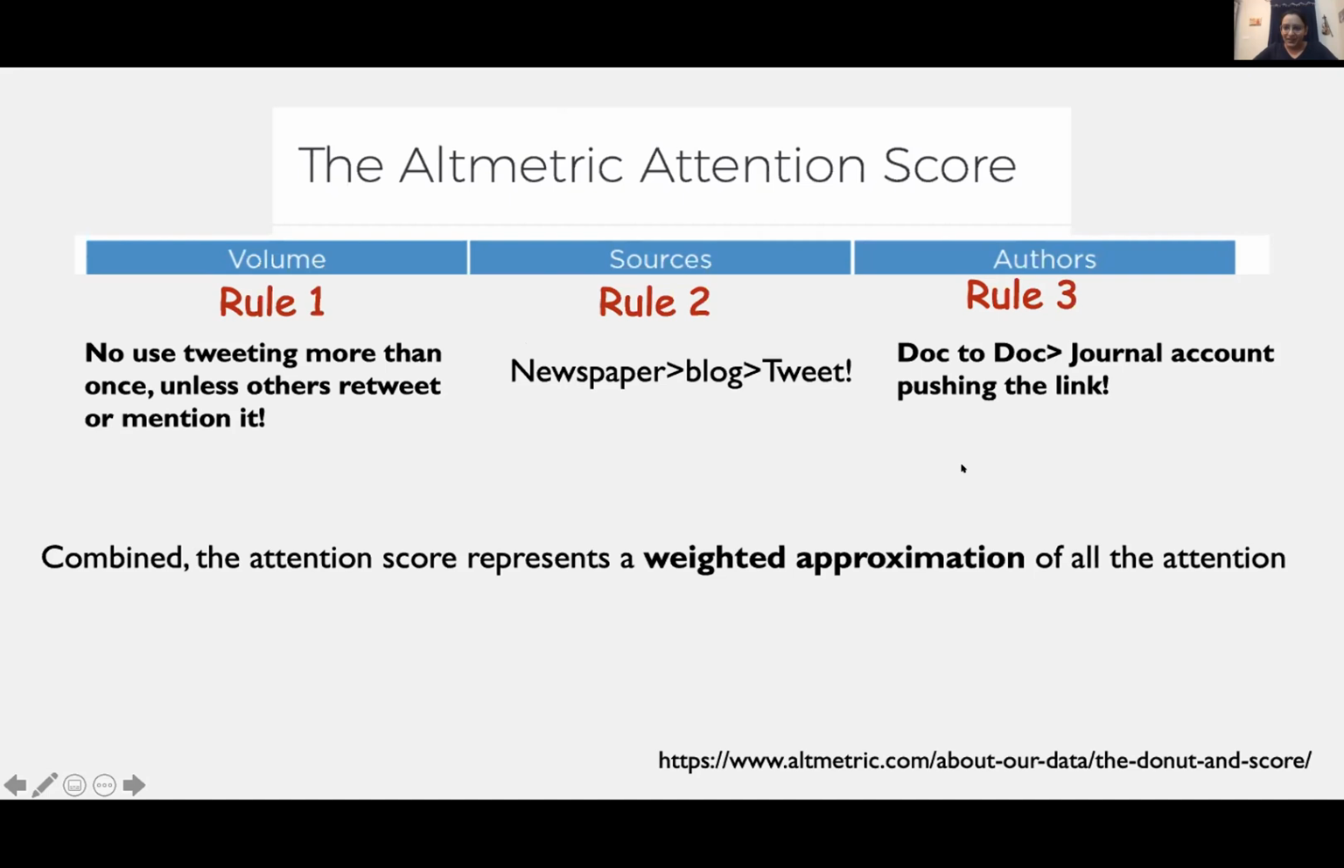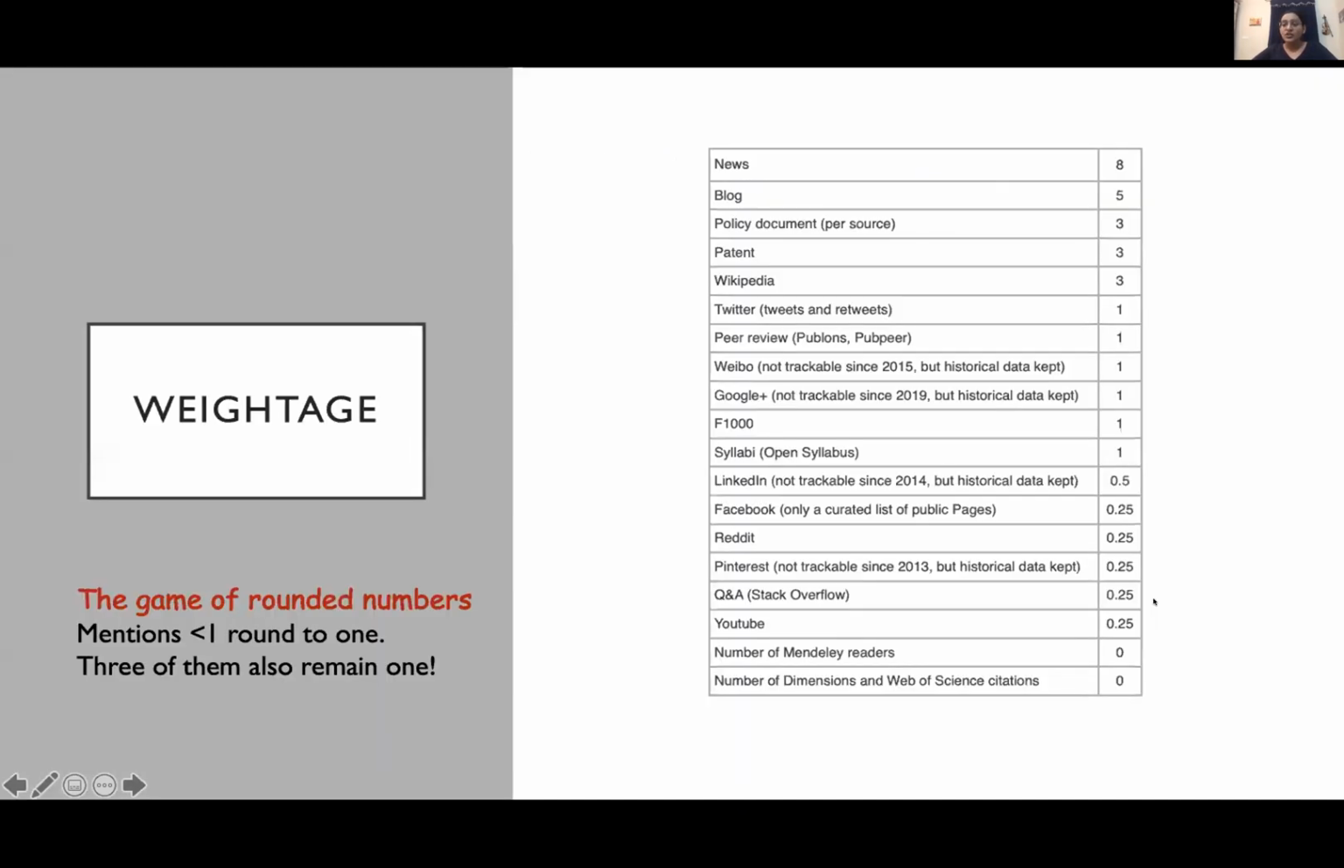Another rule, rule 3, is that it depends who's talking about it. Suppose one doctor is talking to another, yes, that's important. They're discussing this scientific article. But if it is a journal account pushing the link, they're going to give it less weightage. So the AAS is calculated with a lot of variables in mind, and it is a weighted approximation of all the attention.